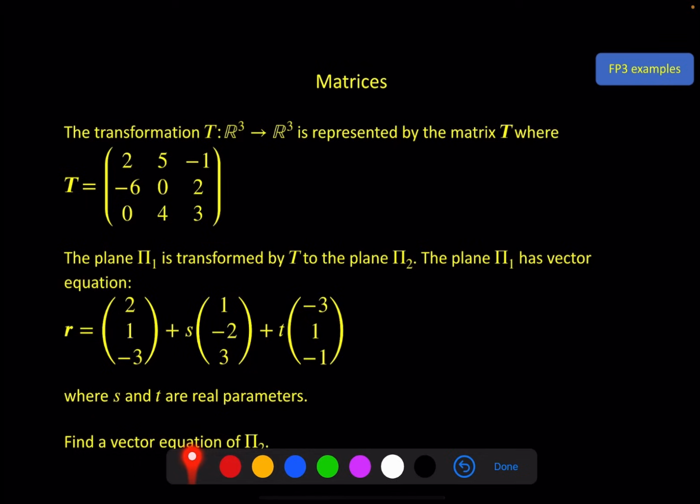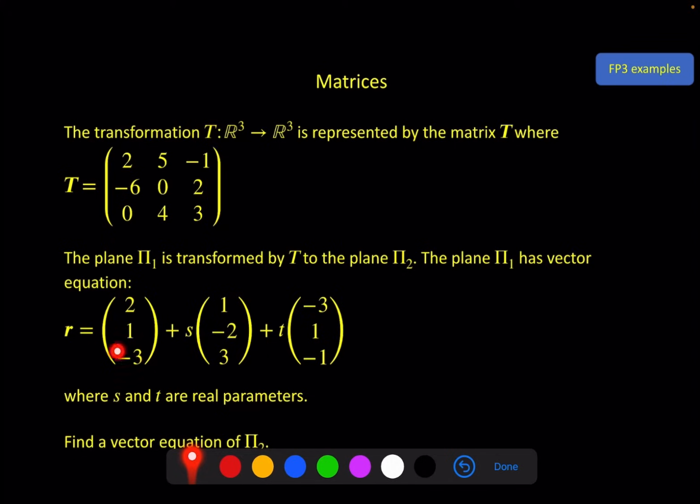Okay, our first question. The transformation T maps 3D space to 3D space, represented by bold T matrix, which is this. The plane pi1 is transformed by T to the plane pi2. The plane pi1 has vector equation this. Find a vector equation of pi2. So what this question is asking us to do is to apply this transformation to this plane to find the new plane, the transformed plane. So we just do it.